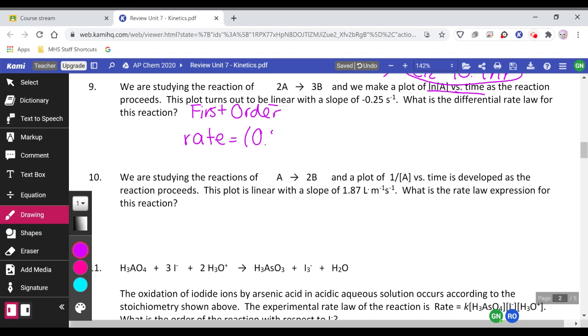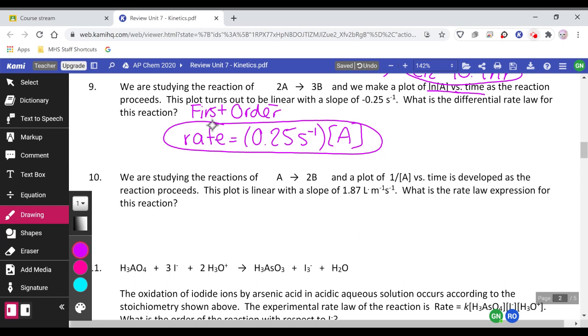So 0.25 seconds to the minus 1. Negative or? We want absolute value. Oh, okay. Times the concentration of A. And there's no exponent there with A because it's first order. Okay, so that's my answer from that one.